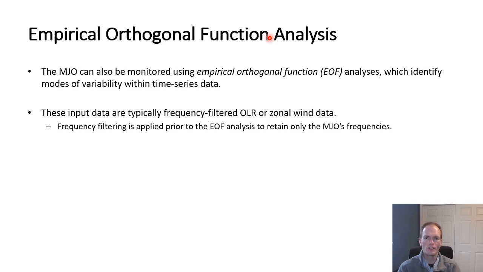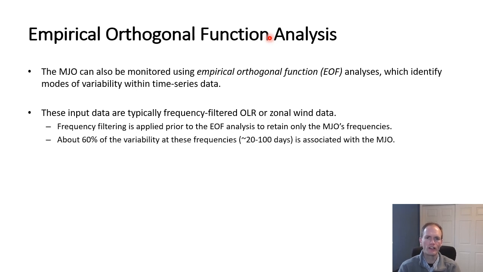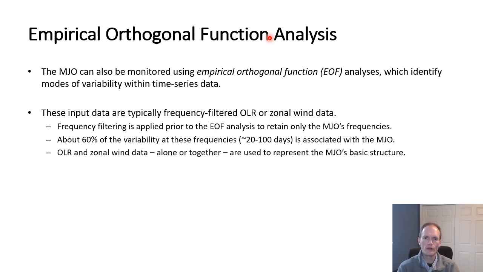So we typically do this prior to the EOF analysis just to retain the Madden-Julian oscillation frequencies and about 60% of the variability on these time periods. Here specifically 20 to 100 days, but really 30 to 90, 30 to 60, anywhere in that range. Most of the variability in that time period is uniquely associated with the Madden-Julian oscillation. We can use outgoing long-wave radiation data alone, we could use zonal wind data alone, or we can combine the two to be able to get at the Madden-Julian oscillation structure.